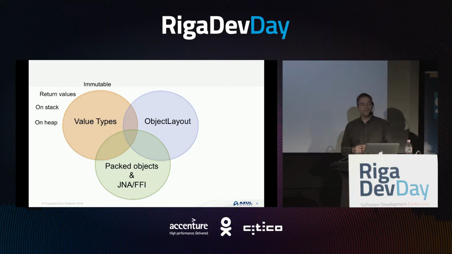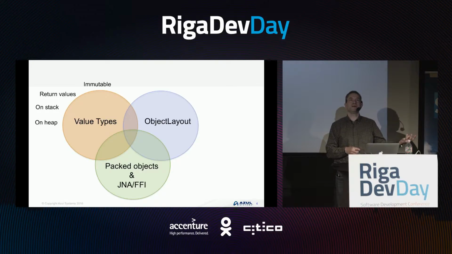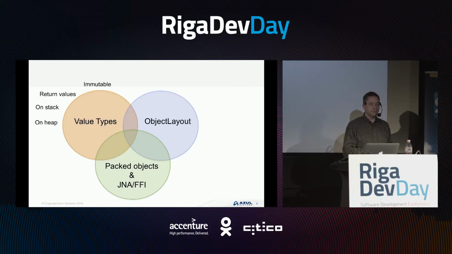The classic use of value types is to be able to return multiple values from one method without having to encapsulate it in an object. So you can return a tuple rather than a single value. These are either on the stack because you're using them to return values from a method, or they can be on the heap. So you can use them anywhere that you can use values in Java.